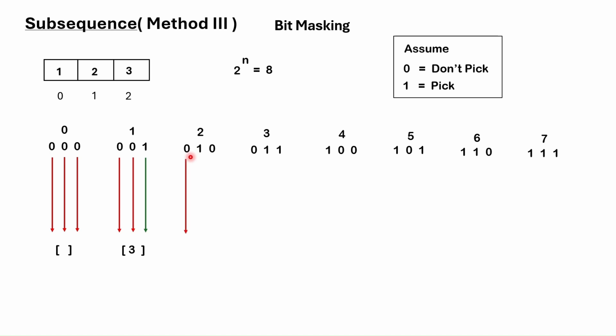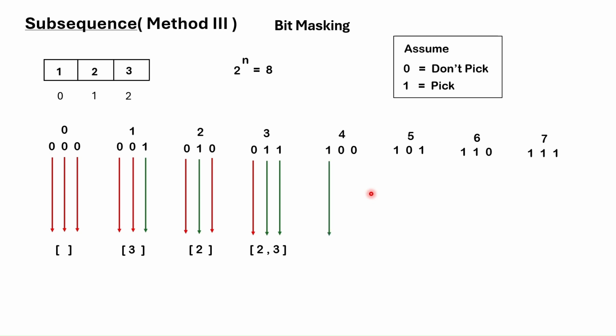Now look at 2. 0 means we will not pick, 1 means we will pick the first index, that means 2, and 0 means we will not pick anything. So we are only picking the first index, that is 2, so we will get 2. Similarly for 3, we will not pick the zeroth, then we will pick, then pick. So we are picking the first and the second index, that is 2 and 3. So we'll get 2 and 3.